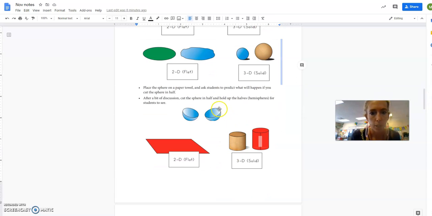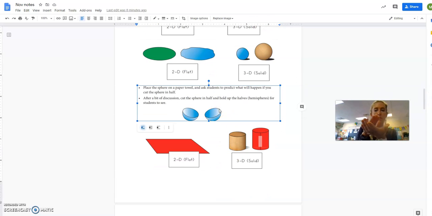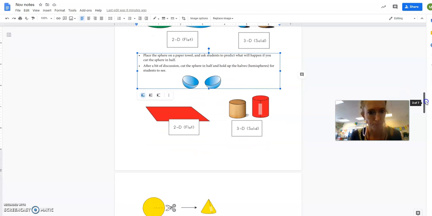And then they do suggest taking your sphere once you've made it and say, oh, what do you think is going to happen if I cut it right through the middle? What do you think is going to happen? And then right here it says cut the sphere in half and hold up the halves for the students to see. And those are called hemispheres. Half of a sphere.